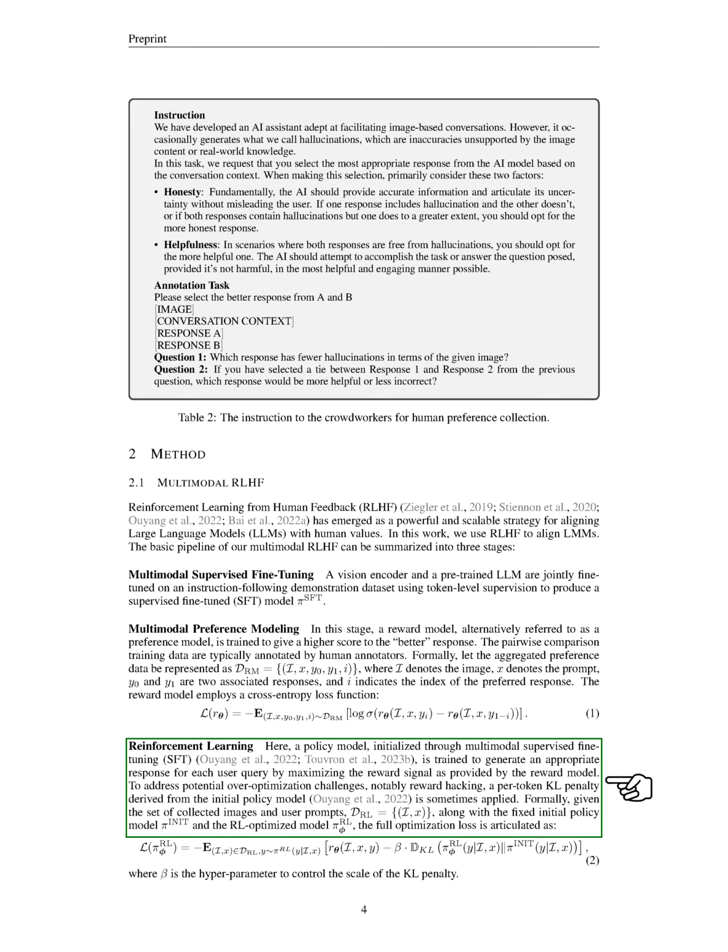This model is initially set up through a process called multimodal supervised fine-tuning. It learns by maximizing the reward signal given by the reward model. However, to avoid over-optimization issues, such as reward hacking, we sometimes apply a penalty for each token, which is derived from the initial policy model. This penalty is controlled by a hyperparameter, beta.